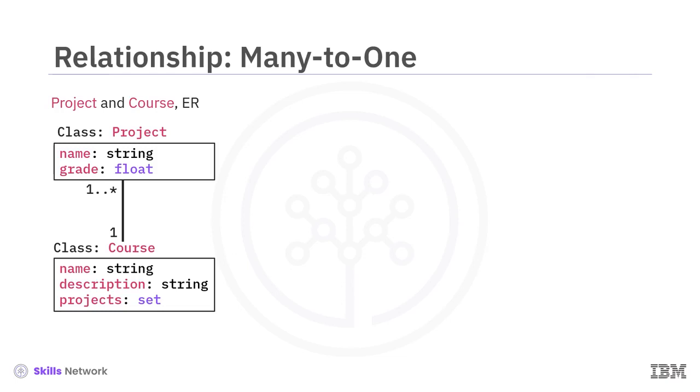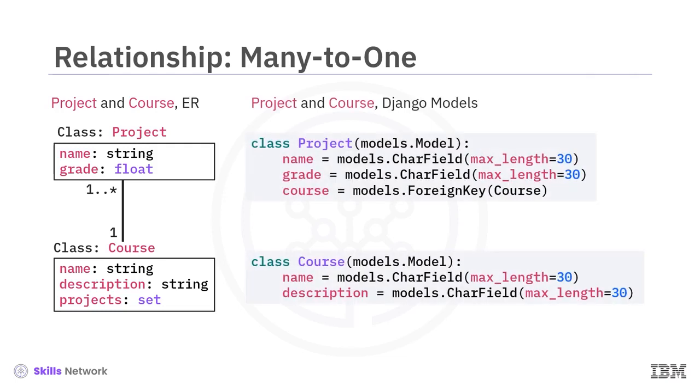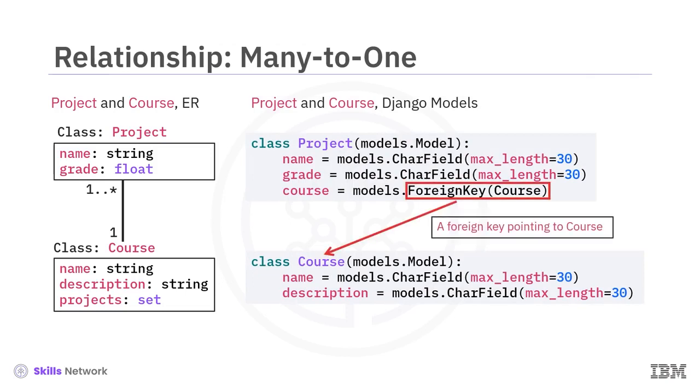We'll use a project and course ER diagram to illustrate a many-to-one relationship. The project class represents a course project with fields such as project name and grade. The course class represents an online course entity. It has atom fields such as name and description. More importantly, it has a collective field called projects, which represents a set of course project objects. Thus, one course would have many course projects, and one course project would only belong to one course. This is a typical many-to-one relationship. To create models in Django, we add an extra course field as a foreign key. Note that this is not a one-to-one field because multiple projects may have the same course field.